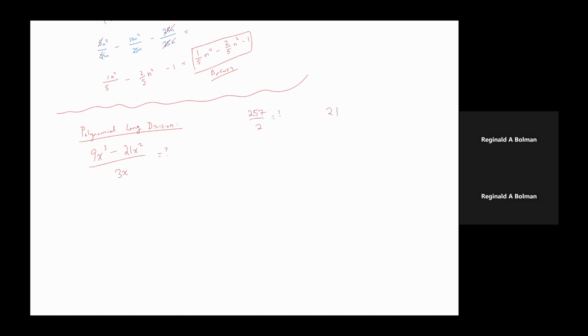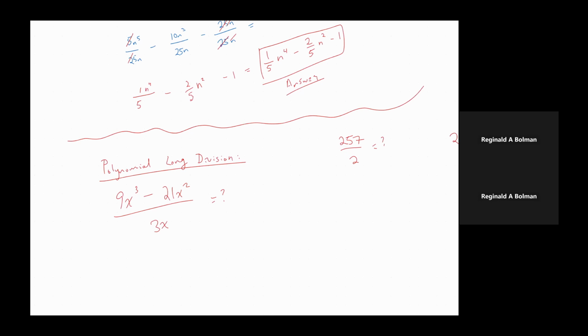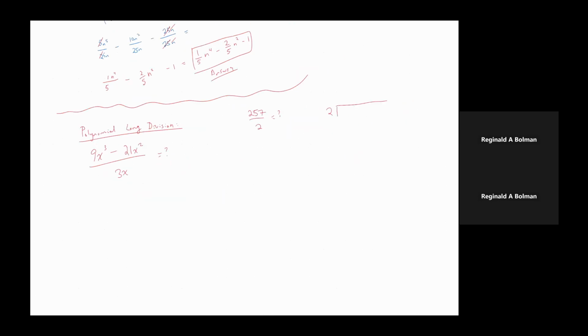Using long division, you place your 2 out in front, and you ask yourself how many times 2 goes into 257. Well, 2 goes into this first digit, 2, one time. Then the pattern is you take the 1 and you back multiply with the 2. So 1 times 2 gives you 2, and you subtract the resulting quantity. 2 minus 2 gives you 0.